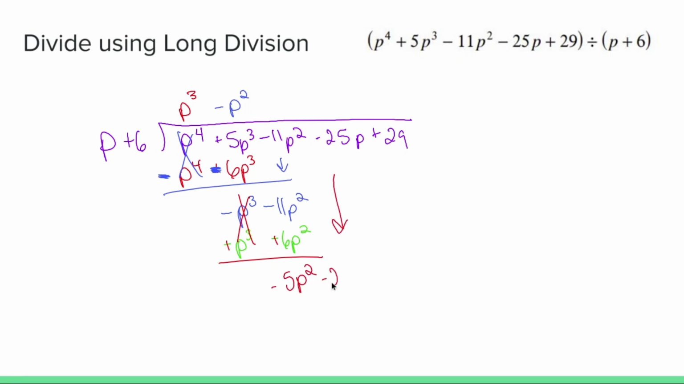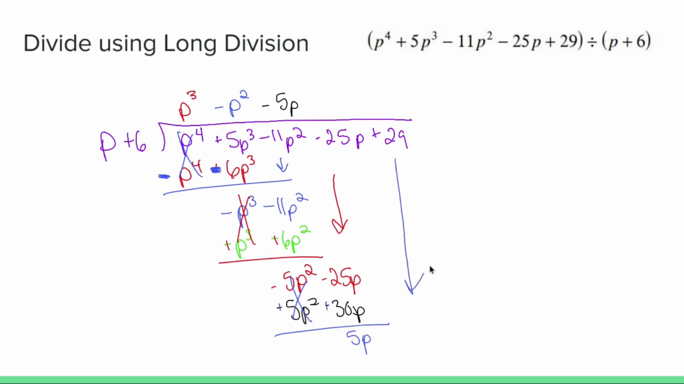Drop down to minus 25p and repeat the process. P times what is negative 5p squared? P times negative 5p is negative 5p squared. So multiply negative 5p to p. That becomes negative 5p squared. Multiply it to 6 as well. So minus 30p. Subtract the entire row, which means flip the signs of everything. You will always cross out. Negative 25p plus 30p is 5p.